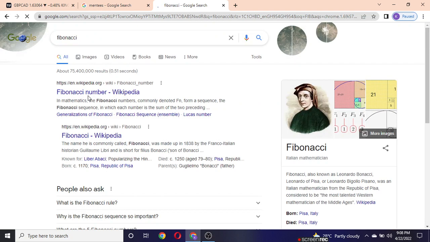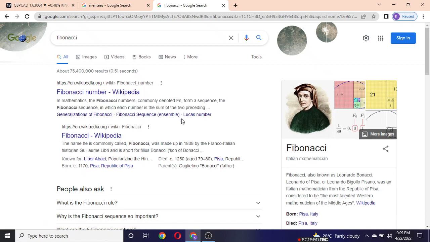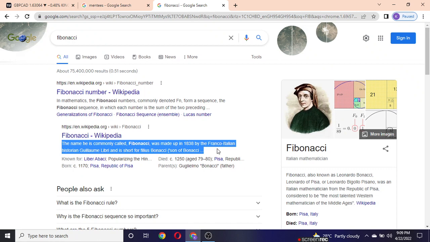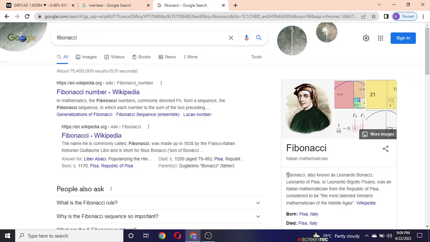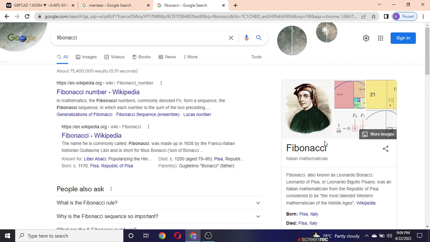Let's read this together. This is what I'm looking for. Fibonacci, also known as Leonardo Fibonacci, Leonardo of Pisa, Leonardo of a lot of names, was an Italian mathematician from the Republic of Pisa, considered to be the most talented Western mathematician of the Middle Ages. Okay, so he was a mathematician.